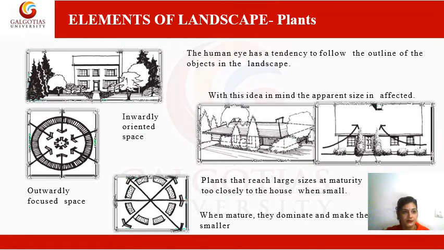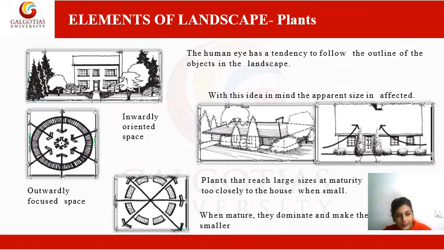In this slide, these pictures show architecturally how plants enhance the appeal of a building. In this picture, you will easily be able to recognize how the plants make a frame for the building. There are two types of focal points in which we use plants: inward oriented space, if you want to make a space look inward oriented, you can plant like this. If you want outward, you can plant like this.